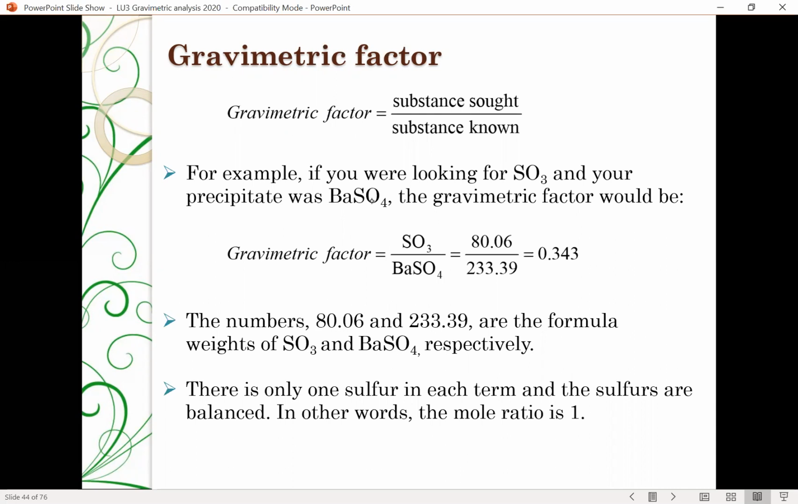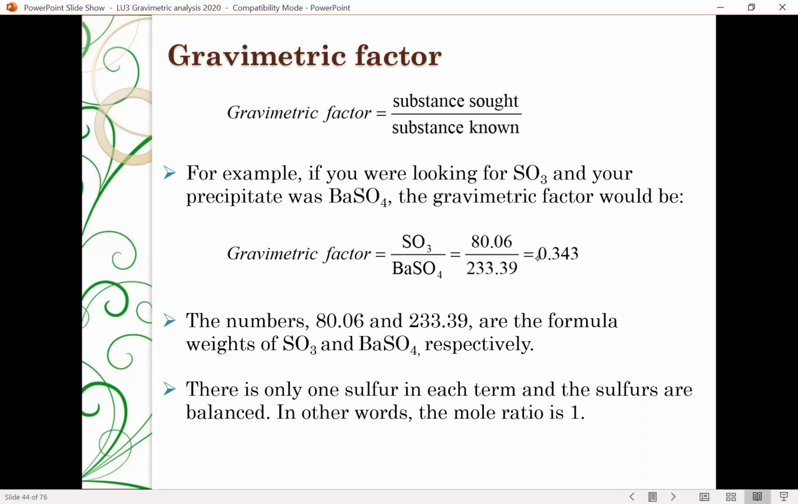Okay, so in this case, we know the mass of our precipitate BaSO4, but we don't know the mass of our analyte, which is SO3. So we are trying to use the formula mass and molar ratio in order to calculate the gravimetric factor to easily determine the mass of SO3. Here is the formula mass for BaSO4, 233.39. And here is the formula mass for SO3, which is 80.06.